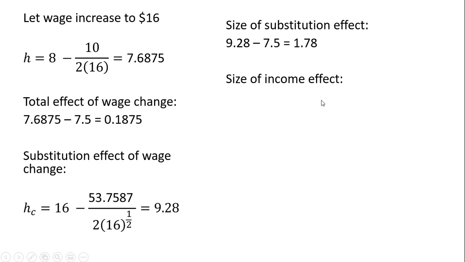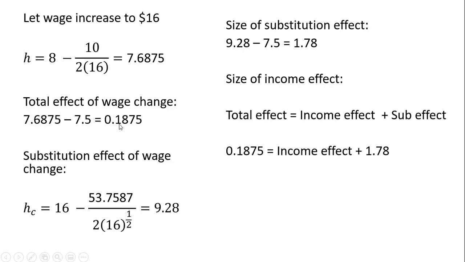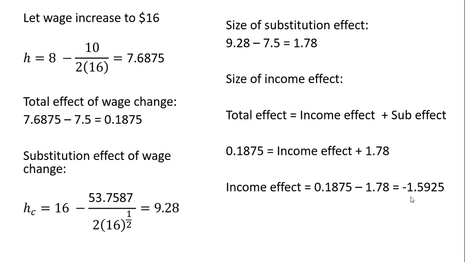In terms of the income effect, we get the income effect by taking the total effect equals the income effect plus the substitution effect. We know the total effect on hours of work went up by almost 0.2. We know the substitution effect here is 1.78, and so we need to solve for the income effect. Just moving some things around, subtracting 1.78 from both sides, we have an income effect that causes the worker to reduce hours of work by almost 1.6 hours. And that makes sense.